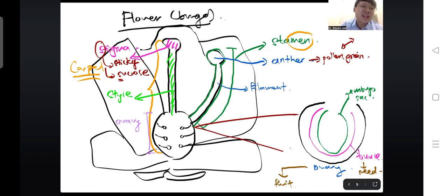Later, some students ask me, okay sir, then what is the female gamete? If the male gamete is the pollen grain, where is the female gamete? You notice that in the embryo sac later, there will be one cell in the middle here. And that cell is called the egg cell. In Bahasa Melayu, we call this sel telur. So this is the female gamete of the flower. The female gamete is called the egg cell. The male gamete is called the pollen grain.